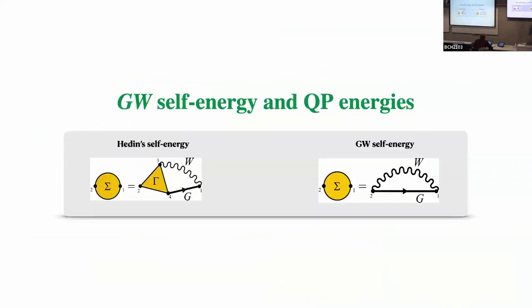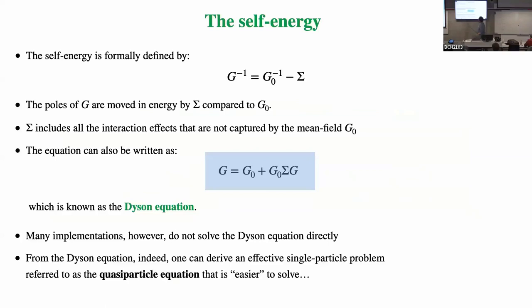And now I would like to discuss the computation of the GW self-energy and the quasi-particle corrections. This is the self-energy with the vertex, and we assume that gamma is equal to two delta functions, and this is the GW expression. We have already seen the physical interpretation of the self-energy, and in particular, the Dyson equation that connects the Kohn-Sham mean field Green's function G naught to the fully interacting G.